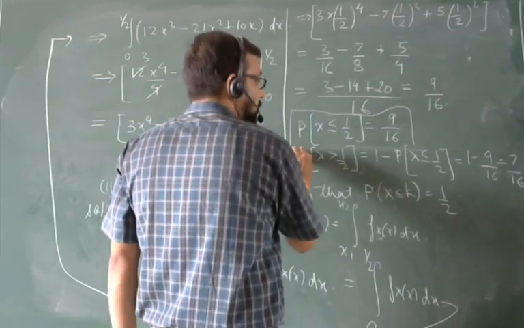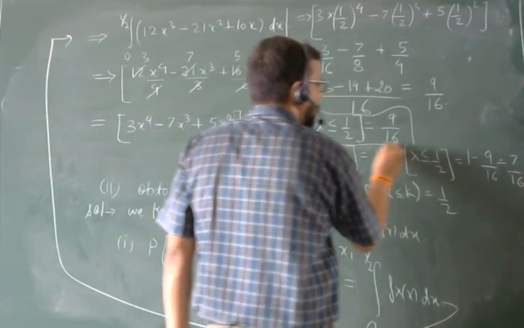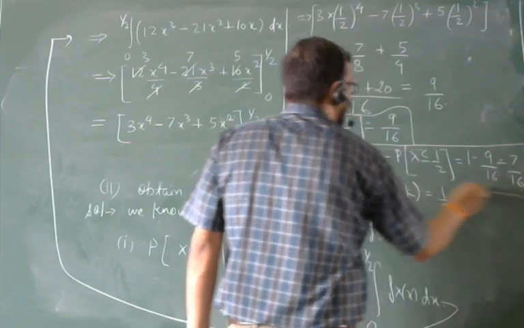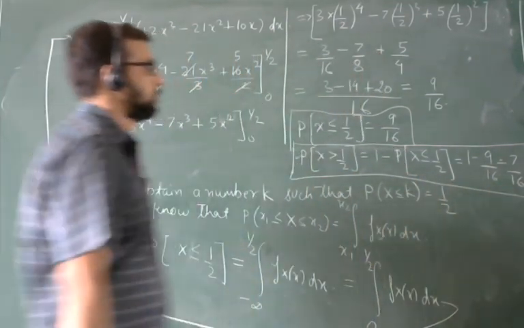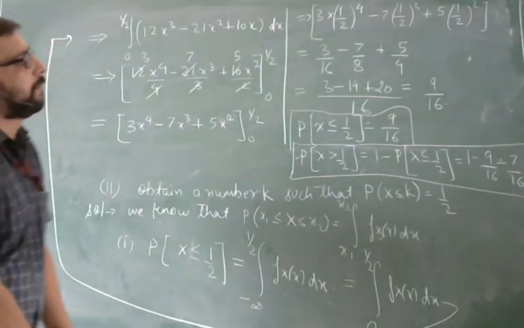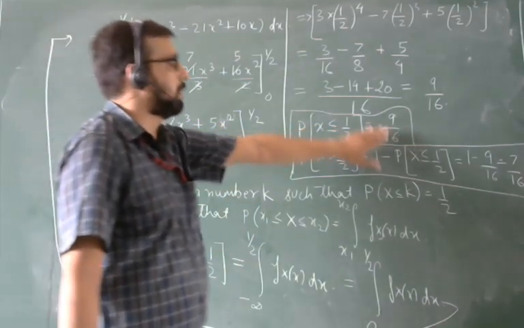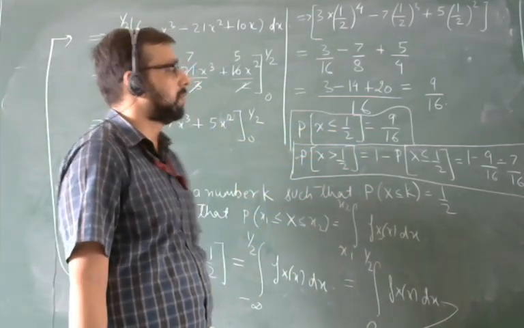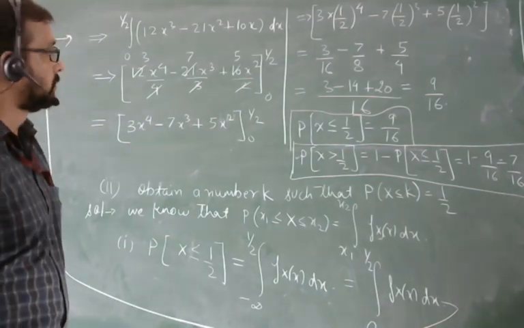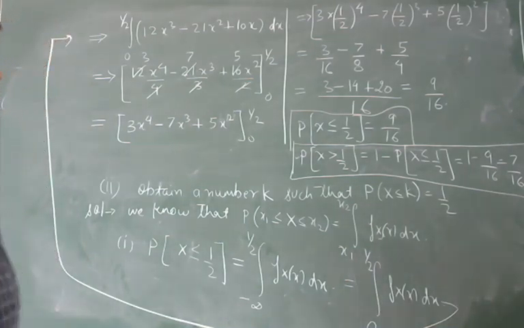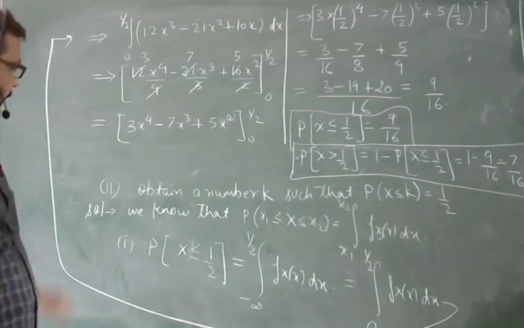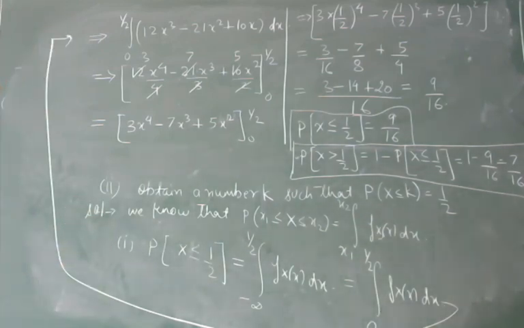This is the second part of the first question. Means probability of x less than or equal to 1 by 2 is 9 by 16, and greater than or equal to 1 by 2 is 7 by 16. Now the last part: obtain the number k such that P(x greater than or equal to k) equals 1 by 2. These values are given.